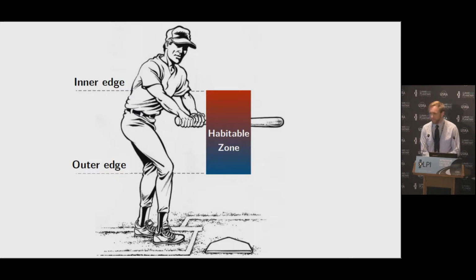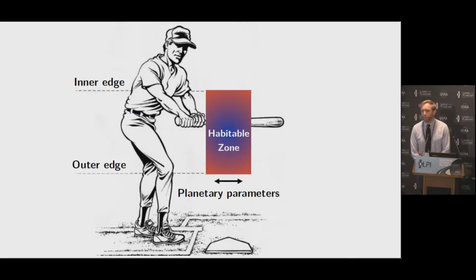But you can also envision that maybe the pitcher throws the ball with some spin. So the ball is left or right, and the planet has the wrong planetary parameters to be habitable. And so it's not just incident stellar flux that controls the habitable zone. Also, the properties of planets themselves control whether or not they could be habitable, whether or not they could have liquid water on their surfaces. And so I'd like to argue that in this talk today.